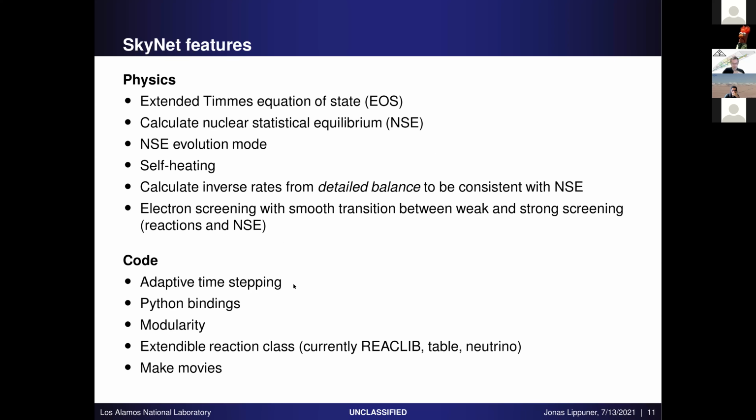On the code side, obviously, there's adaptive time stepping, because once the composition moves closer to stability, your time step can become larger. As I mentioned, the Python bindings. It's very modular, so you can easily extend and add more types of nuclear reactions. That has to be done in the C++, of course. Currently, it implements reactive reactions, tabulated reactions, and some neutrino reactions. And there's also some code that comes with it that makes movies. I'll show you some examples of that in just a minute.